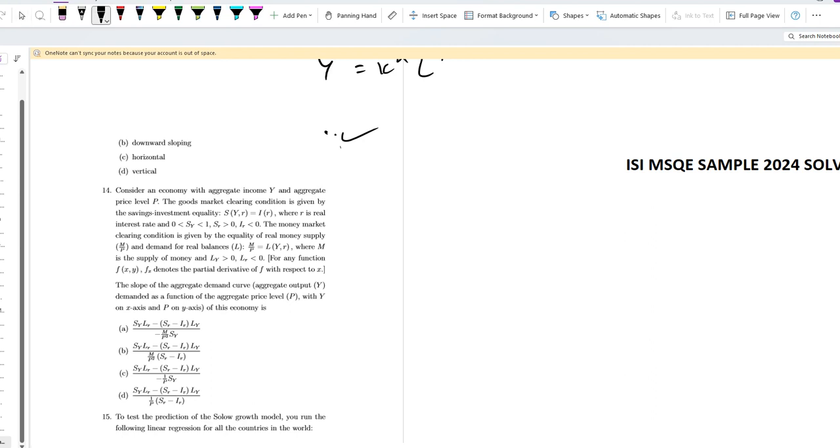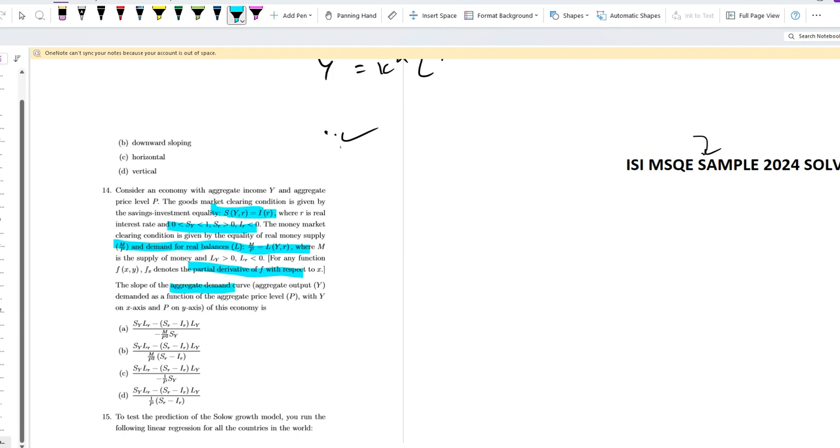और ये स्टूडेंट्स ISI MSQE का पेपर सॉल्व कर रहे हैं 2024 वाला. So consider an economy with aggregate income Y and aggregate price level P. Goods in the market में है. So S(Y, R) is I(R), where R is the interest rate, and the money market clearing is this. Real balances भी दिए हुए हैं.